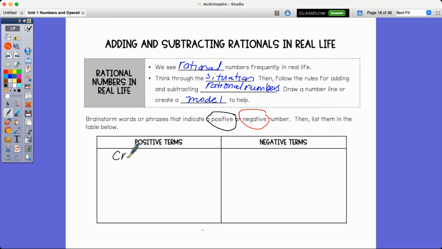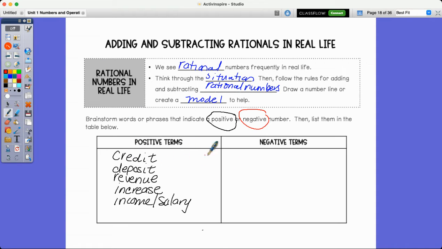So positive terms would be things like credit, deposit, revenue, increase, and income or salary. Now there's a bunch more you could come up with. I'd like to see everyone come up with at least 2 to 3 more.